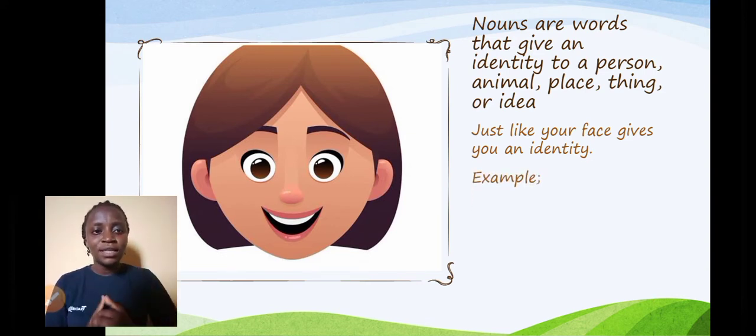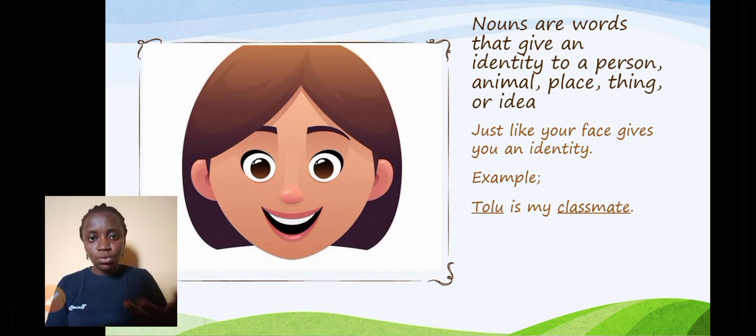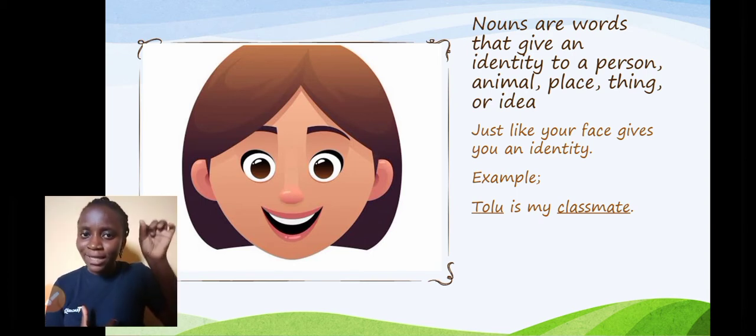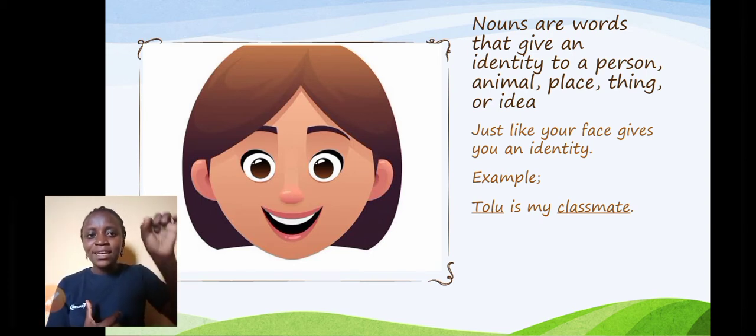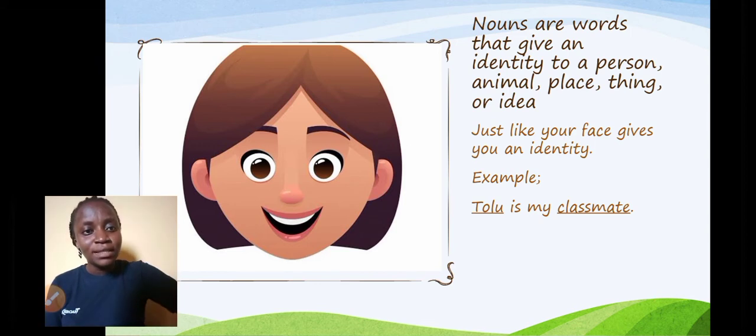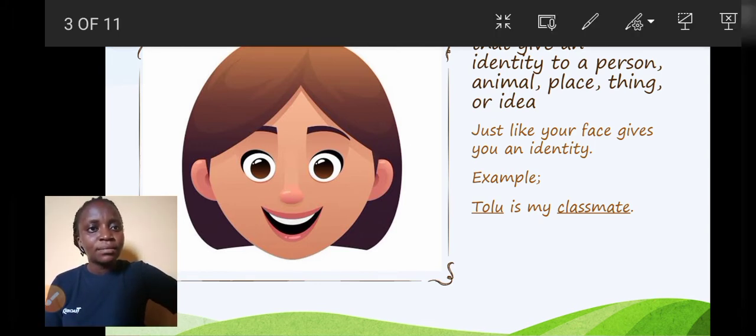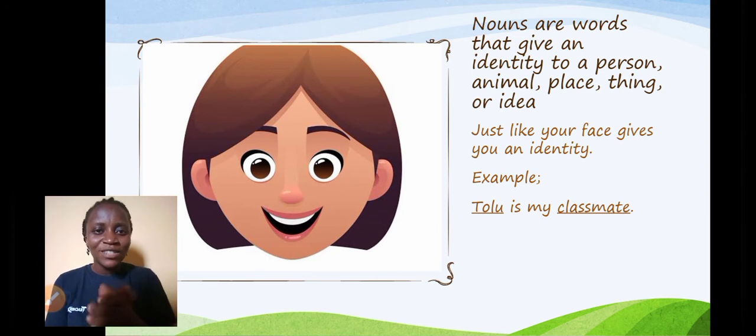For instance, if I say Tolu is my classmate, let's assume that you have the sentence as Dash is my classmate. The question will be, who is your classmate? You're looking for an identity. The answer that will be there would be a noun. So Tolu is my classmate. Let's move on to the next part of speech.